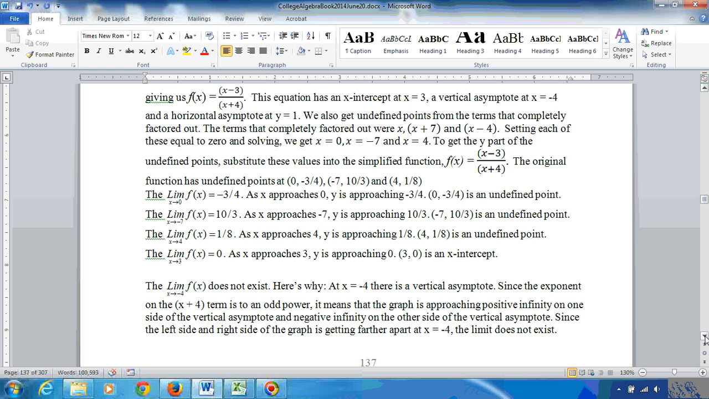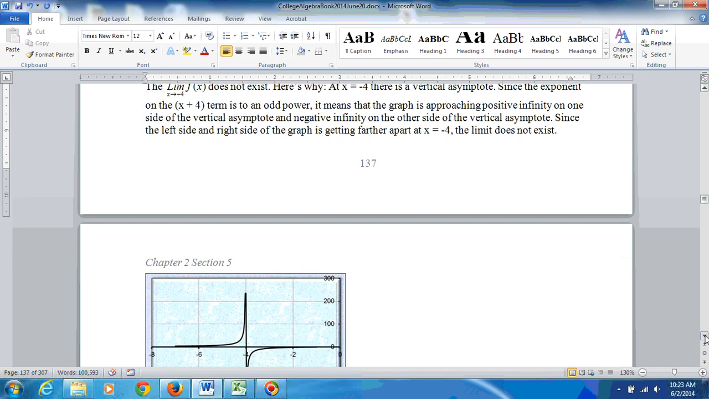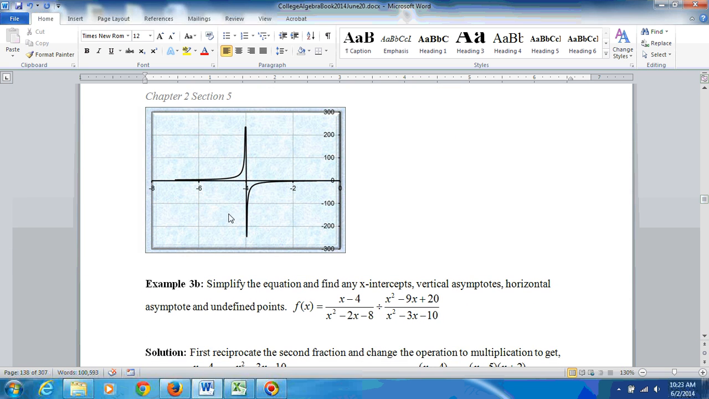Okay? And here's a graph near that negative 4 showing, see, it's heading off to positive infinity on one side, negative infinity on the other side. So as you get closer to negative 4, the y values are getting farther and farther apart, so the limit doesn't exist.